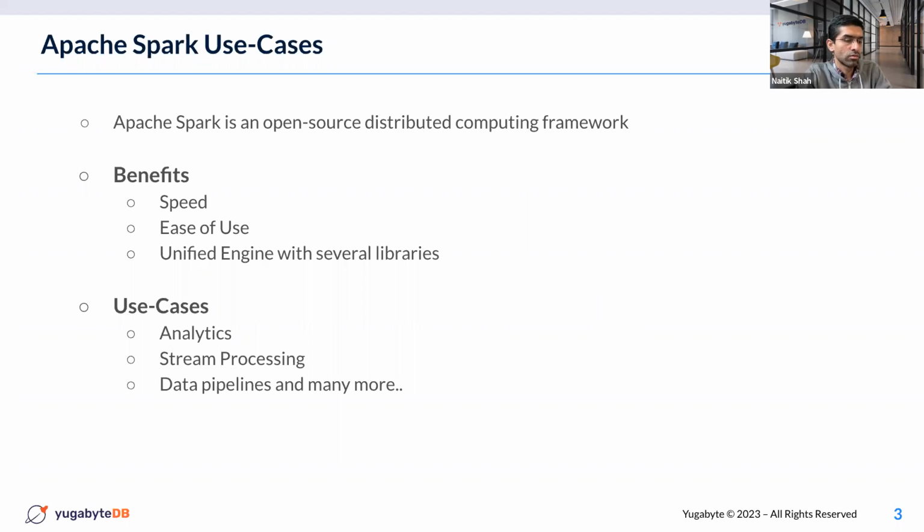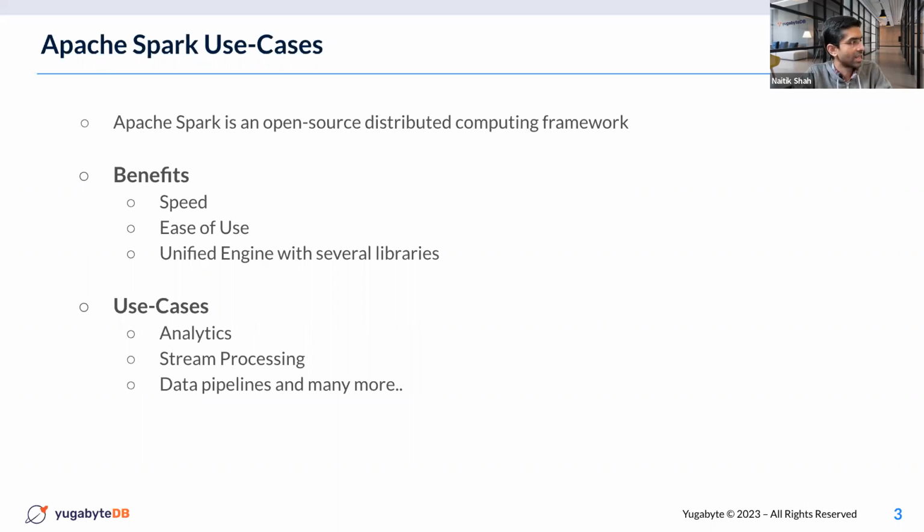So some of the benefits of Spark: it's very fast, easy to use, and one of the primary benefits of Spark is its ability to handle large data sets. One obvious thing to note here is both YugabyteDB and Spark are distributed in nature. We'll get into the details in the upcoming slides. But before we go there, we'll quickly talk about some of the use cases where Spark would be used.